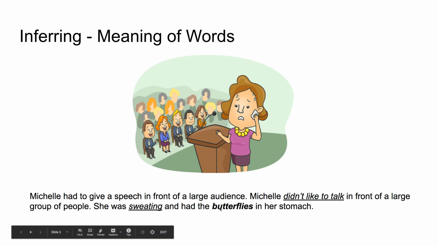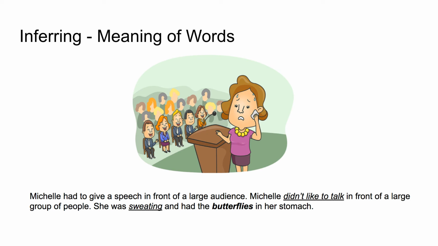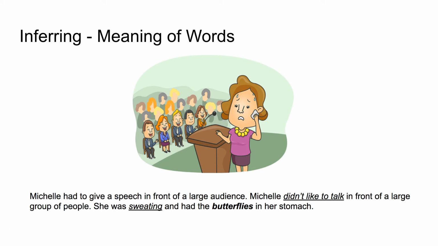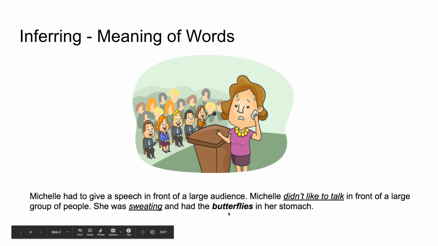You can also infer meaning of words. So let's take a look at the phrase butterflies in her stomach. Butterflies here doesn't actually mean butterflies. What does it mean? Let's look at clues from the pictures. Well, again, you know that she's nervous and scared, right? You know that she doesn't like to talk in front of a large group of people and that she was sweating. And you know that when you're nervous and sweating, sometimes your body aches, your stomach may hurt. So, butterflies in her stomach just means that her stomach hurts.